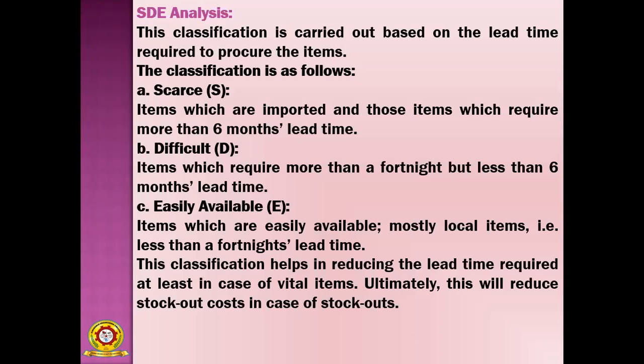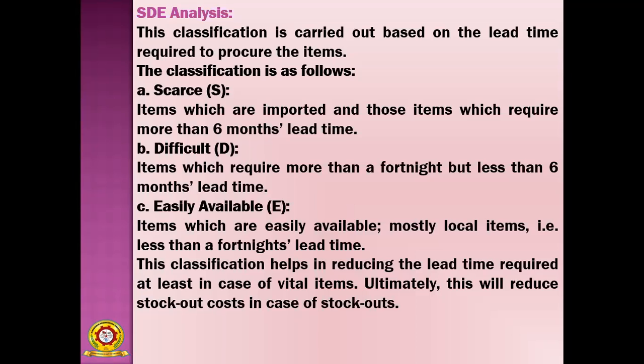The classification is as follows. SDE: S for scarcity, D for difficult, and E for easily available. Scarcity means a very rare item. It is not regularly available in the market. So it is a very limited item, and there is a scarcity in the market. Then you are placing the order.